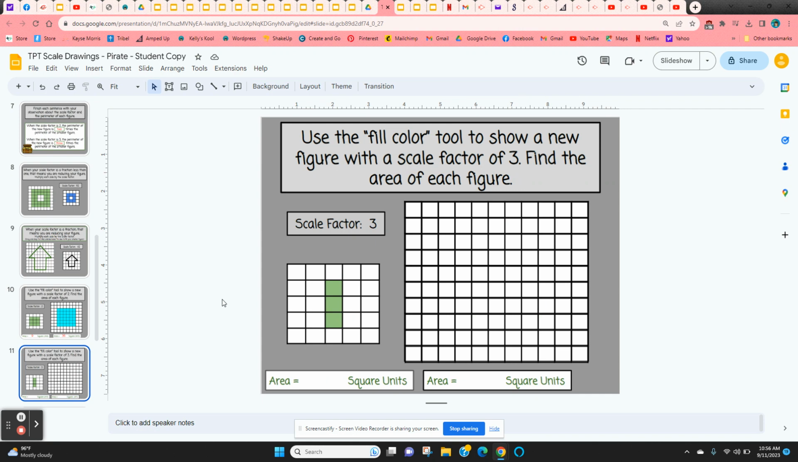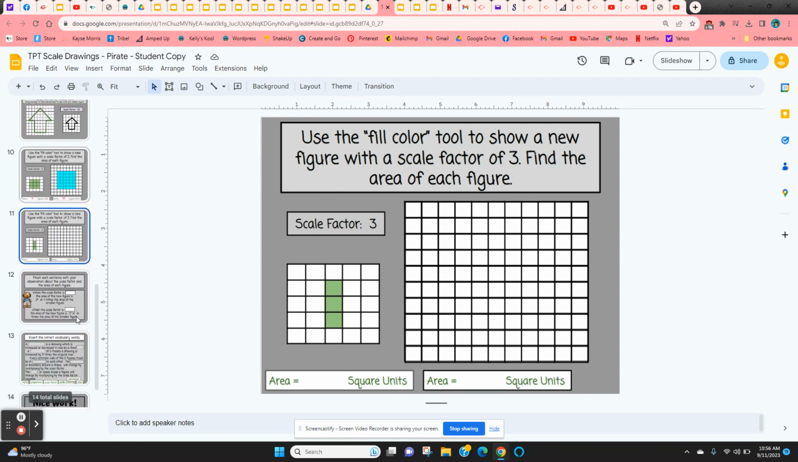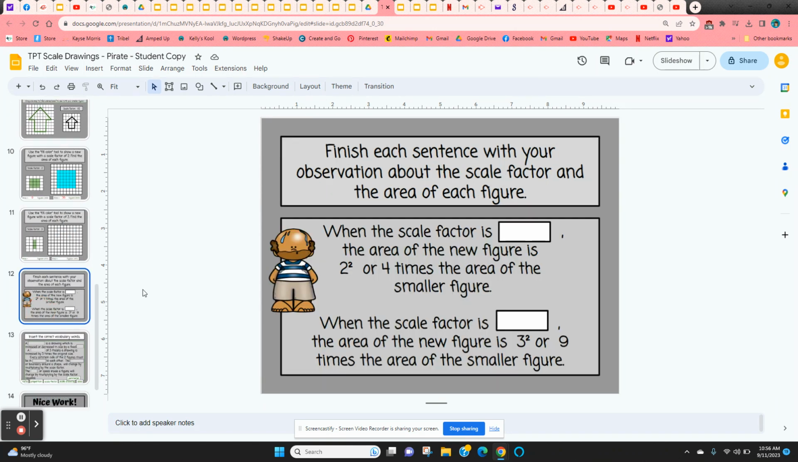You're going to do the same thing with the next slide. You're going to increase this by a scale factor of 3 and then type in the area for each one. Now slide 12 is just a review. When the scale factor is 2, the area of the new figure is 2 squared or 4 times the area of the smaller figure. When the scale factor is 3, the area of the new figure is 3 squared or 9 times the area of the smaller figure.